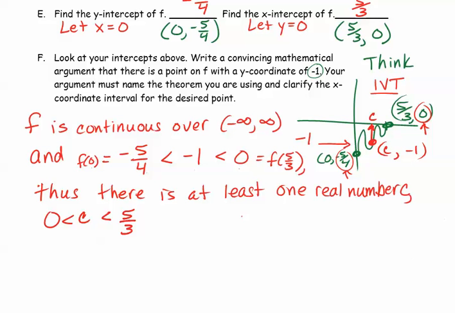So there has to be at least one real number between these two x coordinates where f of c is equal to our target of -1. And how do we know this is all true? By the intermediate value theorem. And you can just repeat that process once you get a type of argument that works well for you.